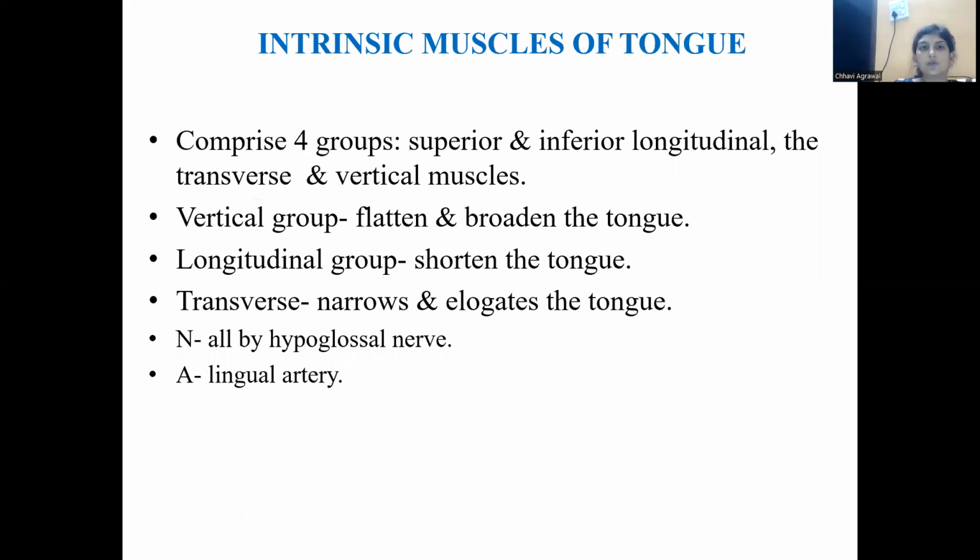The intrinsic muscles of tongue comprises of four groups: superior, inferior longitudinal, transverse and vertical muscles. The vertical group causes flattening and broadening of the tongue. The longitudinal group causes shortening of the tongue. The transverse group of muscles causes narrowing and elongation of the tongue. The intrinsic muscles are supplied by the hypoglossal nerve, and the arterial supply is from the lingual artery.